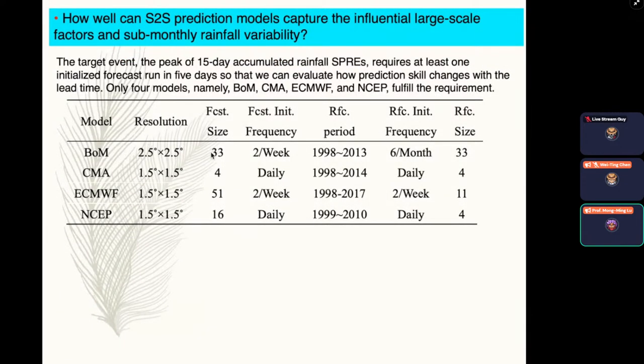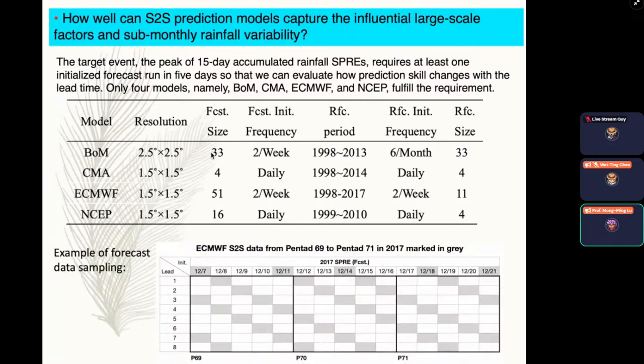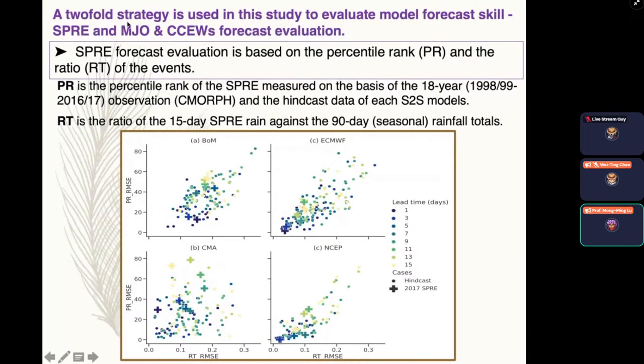The last part is how well the S2S prediction models can capture the influential large-scale factors. I mentioned that we only analyze these four models because of their initialization frequency. Only CMA and NCEP have initialization every day, the others have twice-weekly forecasts, and all the other unselected models have less frequent forecast runs than these four. In short, we use a two-fold strategy to evaluate the model forecast.